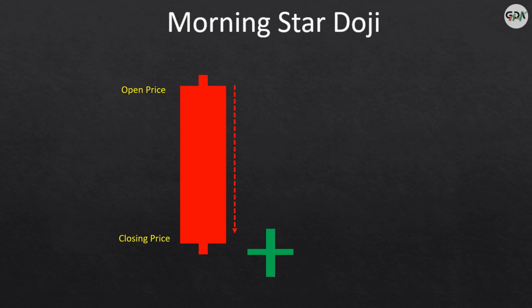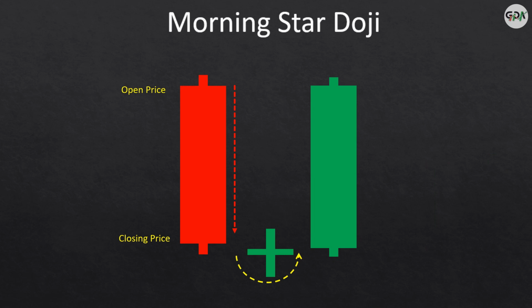Neither bulls nor bears have proved their strength. Third candle reveals that bulls have shown their potential. Candle was opened here, traveled upward direction and closed here by formation of a solid green candle. Formation of Morningstar doji at support level is considered as the best bullish reversal pattern.